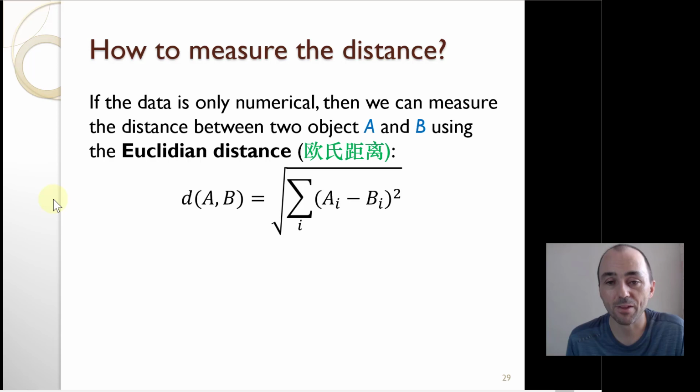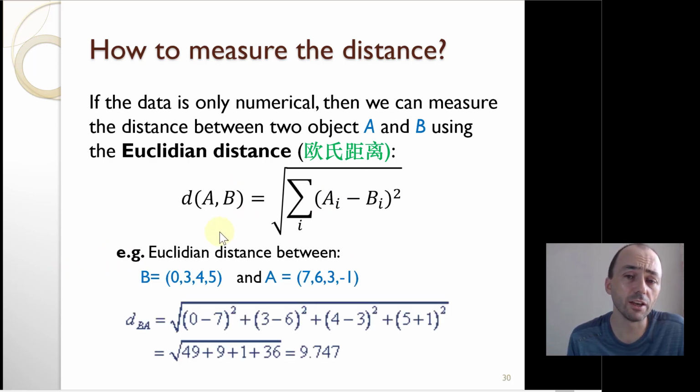Okay. So now, one aspect I did not explain yet is how to measure the distance between 2 points in KNN. So if the data is only numerical, then you could measure the distance between 2 objects A and B using the Euclidean distance, for example. So this is the formula. It is simply the distance between 2 points. I think all of you know how to calculate this. Okay, it is easy.